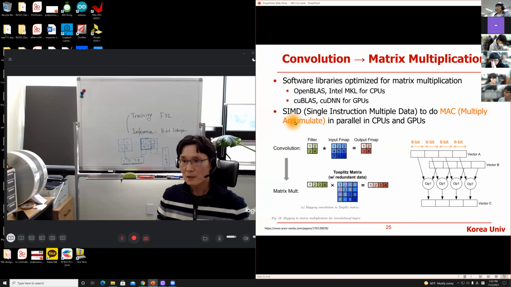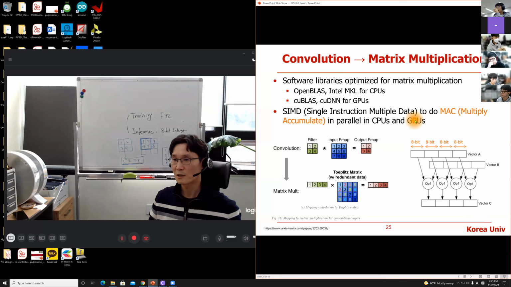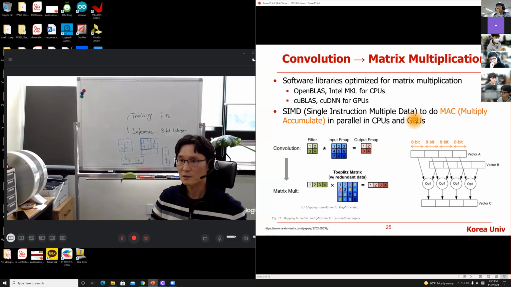And also, if you want to use software, then you can use SIMD, single instruction, multiple data, for the MAC operation, multiplication and accumulation operation. Not only in CPU. A GPU is very specialized. It has a super large number of functional units. You can use a GPU also.